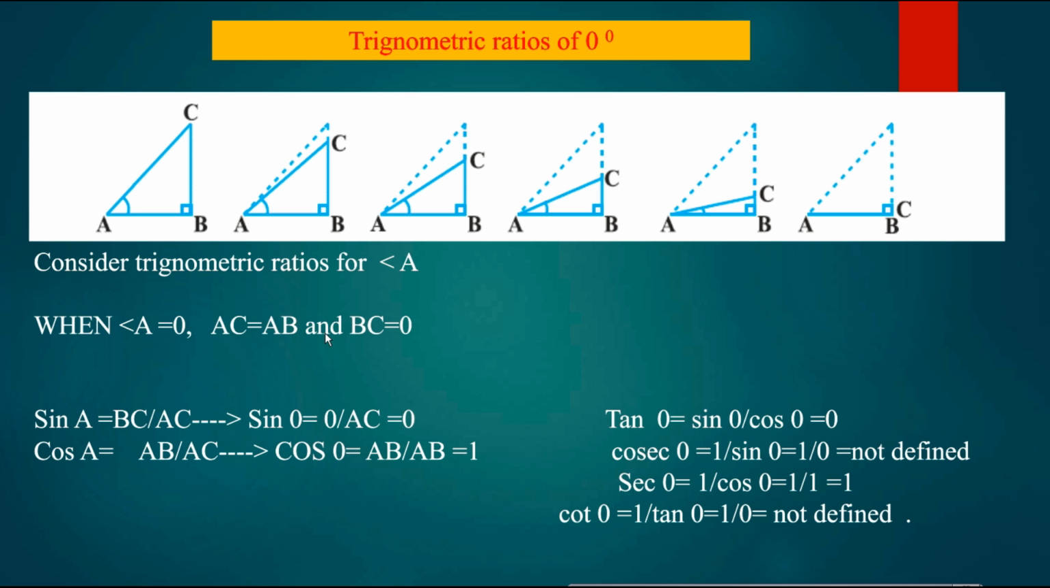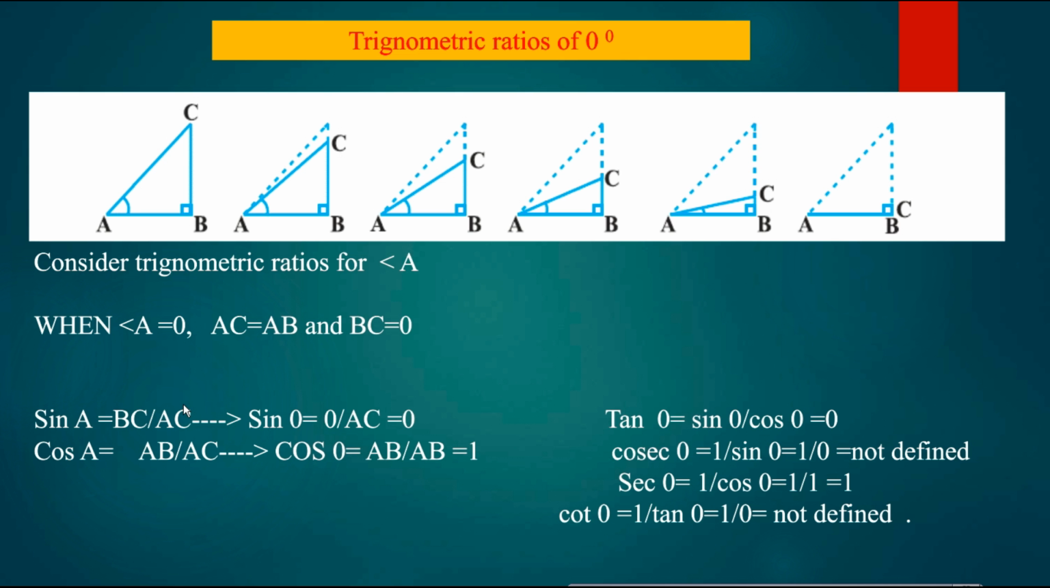Then what is BC? Then BC is 0 and AC equal to AB. When angle A equal to 0, AC equal to AB and BC equal to 0. Now find out the trigonometric ratios. So sin A, we are finding out trigonometric ratios for angle A. Here angle becomes 0. So what is sin A?